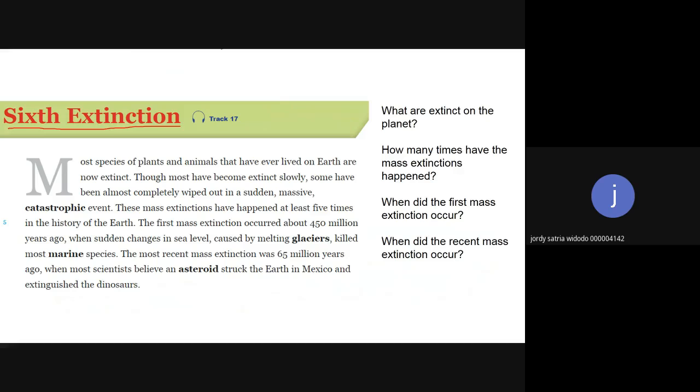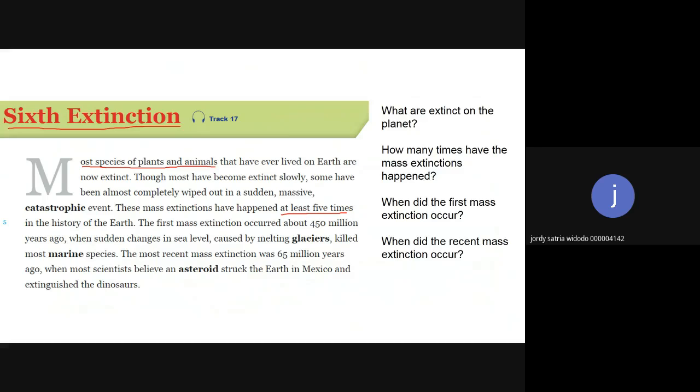Okay, so let's read the first paragraph of the article. Most species of plants and animals that have ever lived on Earth are now extinct. What are extinct on the planet? Most species of plants and animals. We have answered number one. Though most have become extinct slowly, some have been almost completely wiped out in a sudden massive catastrophic event. These mass extinctions have happened at least 5 times in the history of the Earth. How many times have the mass extinctions happened? At least 5 times in the history of the planet Earth.